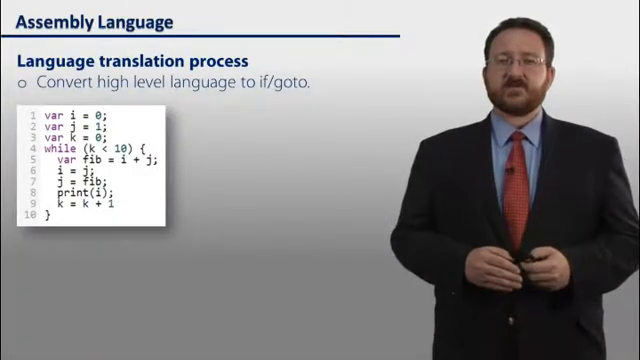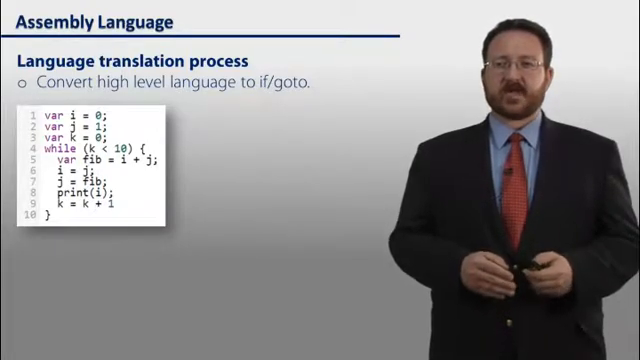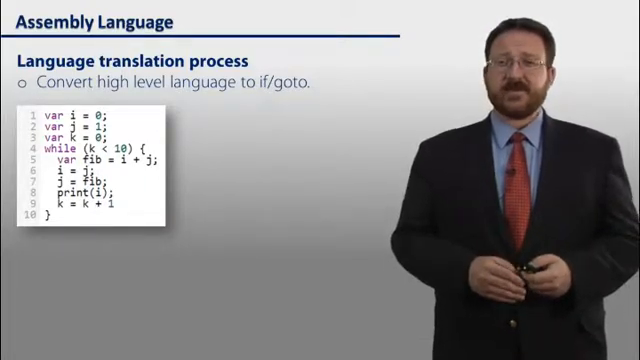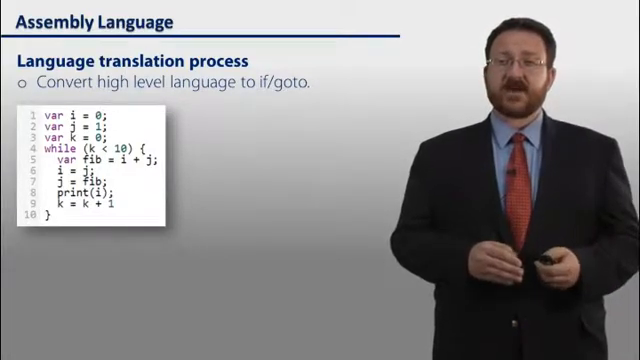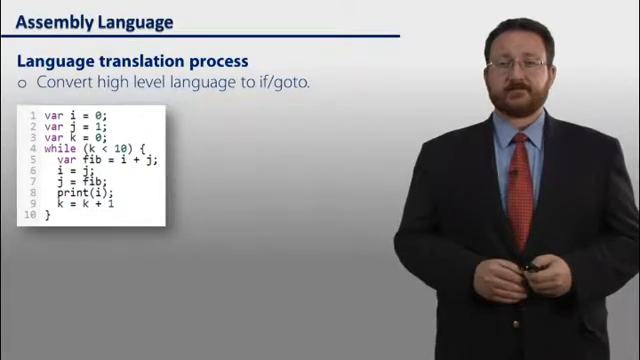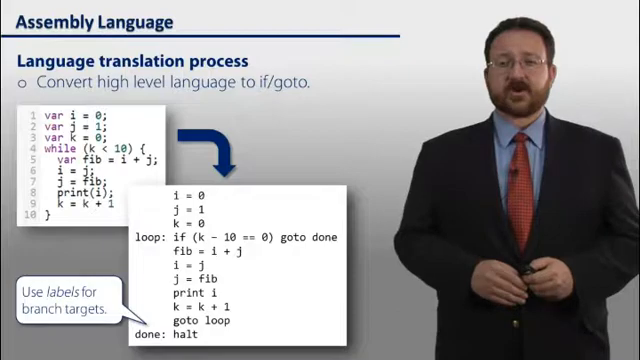So the first thing that we'll do is we'll take the high-level language code and we'll convert it into a pseudocode language that I'll call if-goto. So these are the only two control structures we have in if-goto. We can ask, if a condition is met, then go to another location. And of course, we also have an unconditional goto. So here's the code translated.